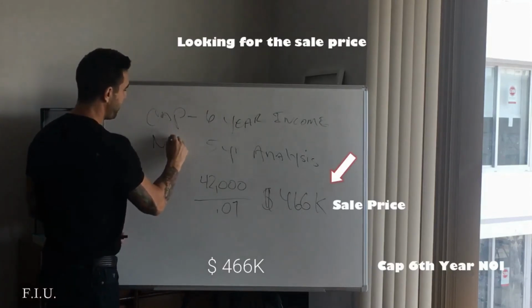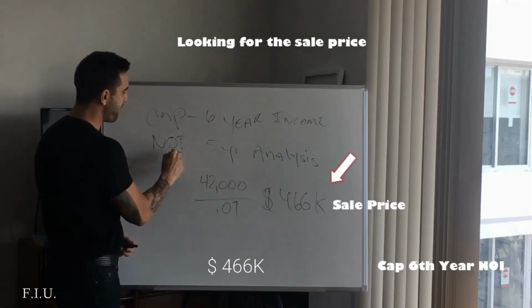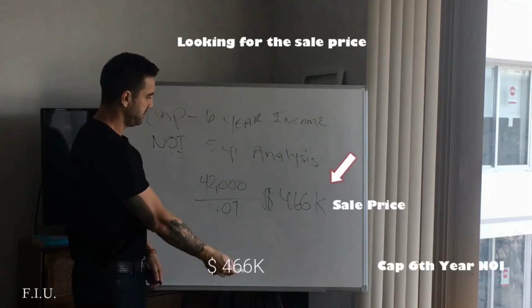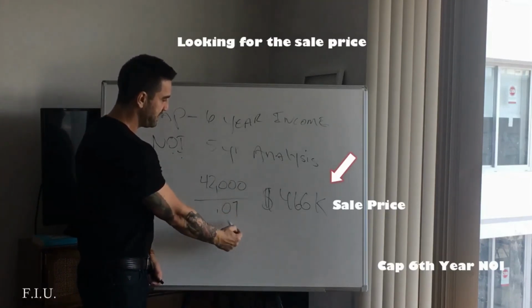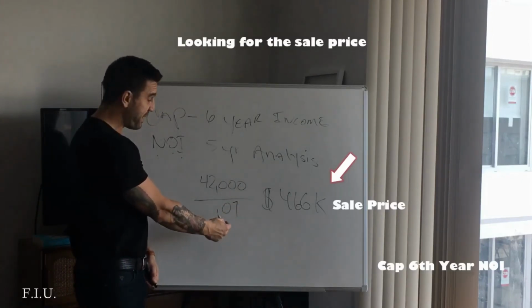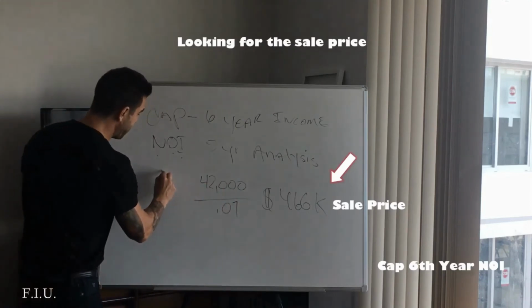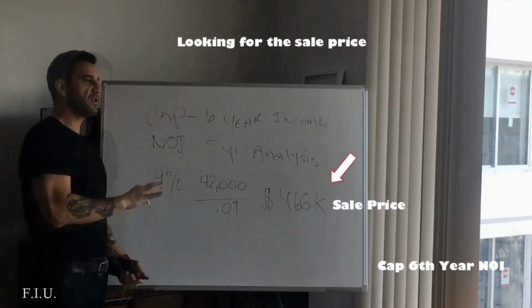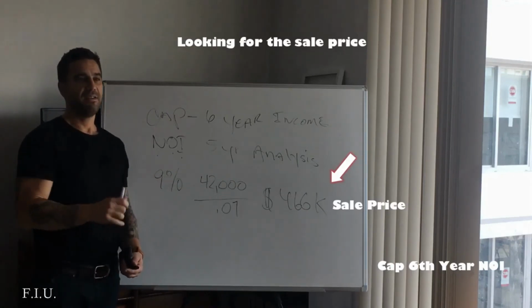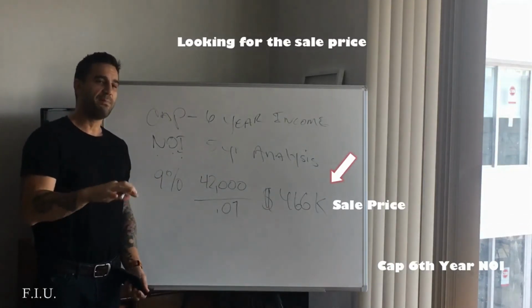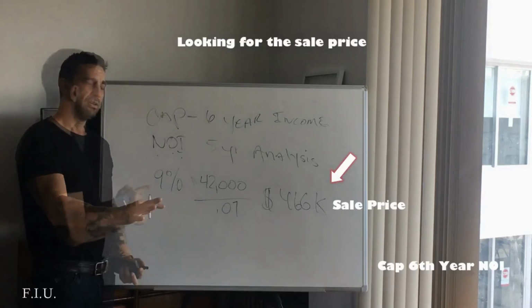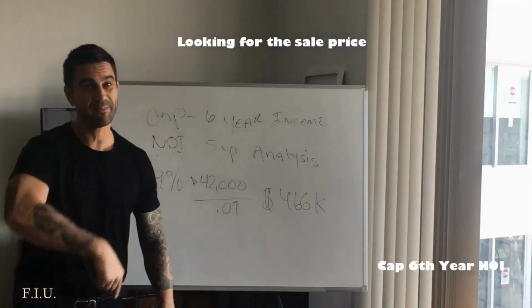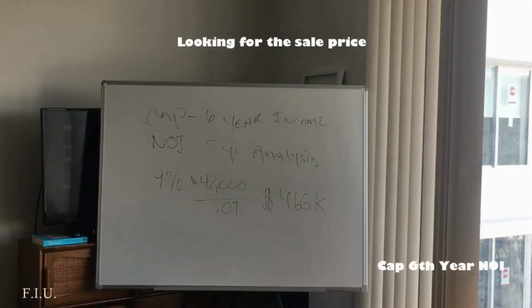Cap the 6-year NOI, net operating income. Here's the income, cap it, which means divide it by 0.09 because it was a 9% market cap rate. If this was an all-cash buy, investors are demanding a 9% return on their money. 5-year analysis, cap the 6-year.